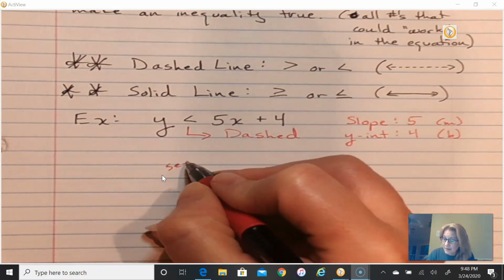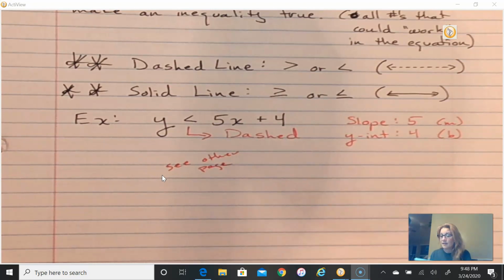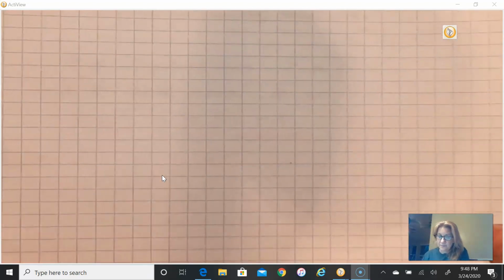All right, so now on the other page, I'm going to graph. I'm going to write see other page. That's my hint for later on.